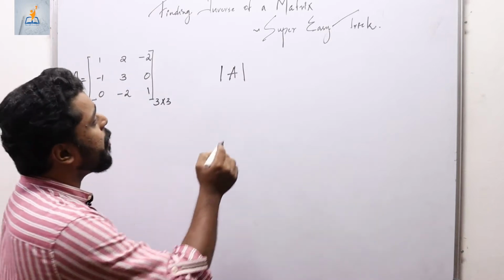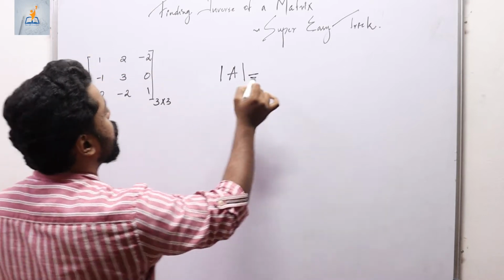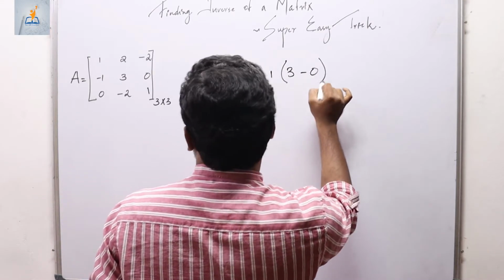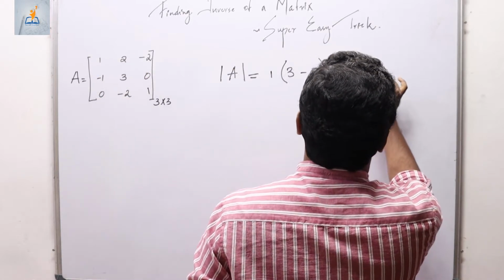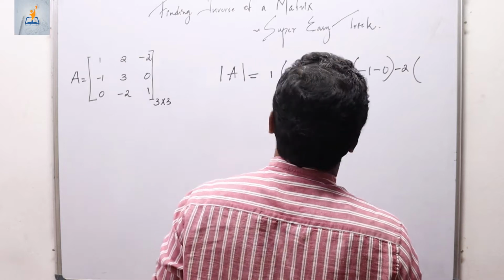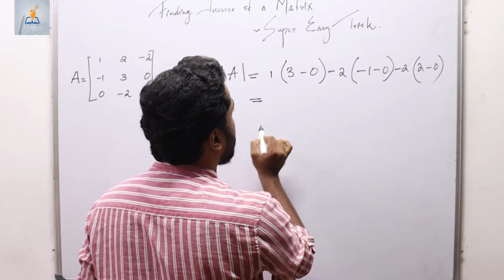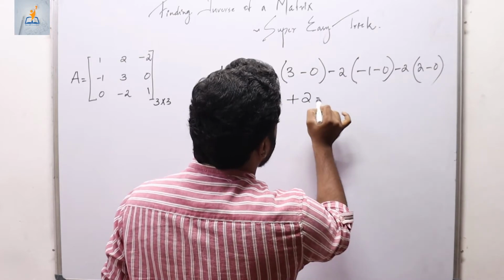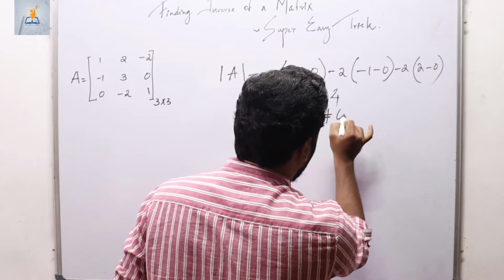By the way, the determinant of this matrix is given by, we can directly apply the method: 1 into (3 minus 0), minus 2 into (minus 1 minus 0), and again minus 2 into (minus 1 into minus 2 is 2, 2 minus 0). We can directly evaluate it as 3, minus 2 into minus 1 is plus 2, minus 2 into 2 is minus 4. So 5 minus 4 equals 1, which is not equal to 0.